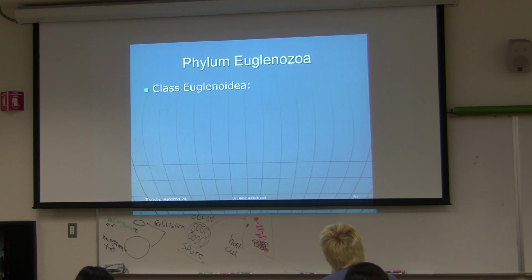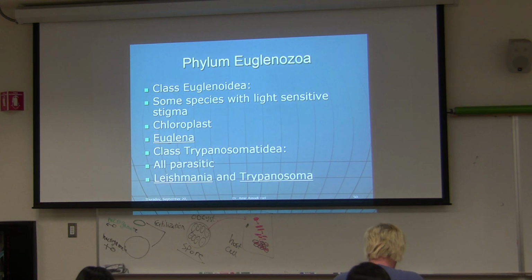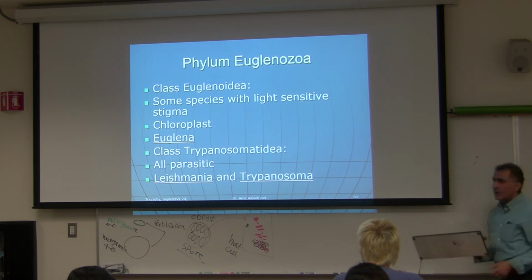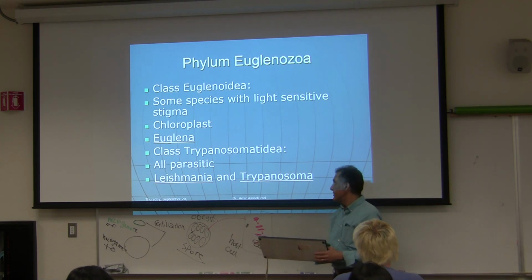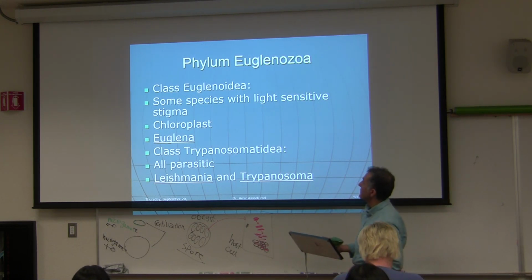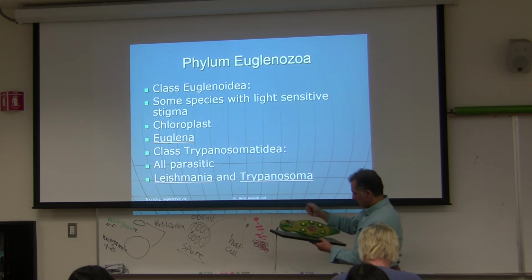The first phylum is phylum Euglenozoa. If you watch old videos on YouTube, it could be they do have a different classification. I have to go by this classification, the most recent edition of your textbook. So phylum, class Euglenozoa. Again, don't worry about class. Some species with light-sensitive stigma.